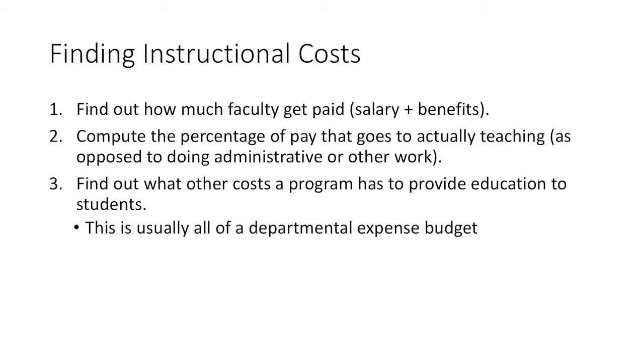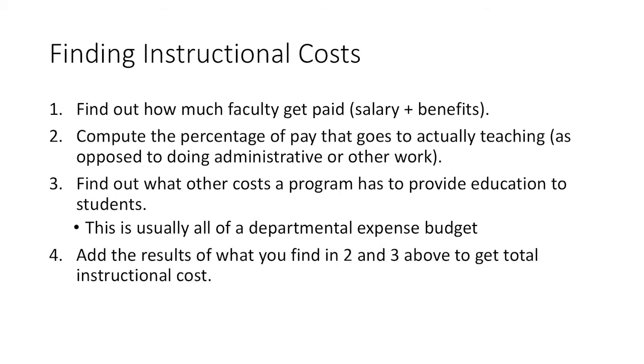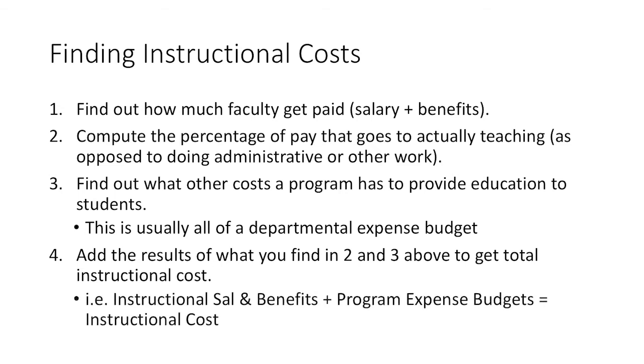And specifically we're talking about the department expense budget. And then fourth, we're going to add the results of what we find for teaching compensation and departmental costs to get to instructional costs. So we're going to say that direct instructional cost is a sum of instructional salary and benefits plus program expense budgets. So let me lead you through those 4 steps.